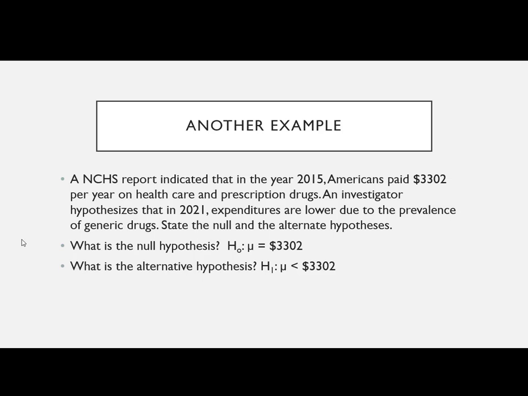Okay, let's do another example. A National Center for Health Statistics report indicated that in the year 2015, Americans paid $3,302 per year on healthcare and prescription drugs. An investigator hypothesizes that in 2021, expenditures are lower due to the prevalence of generic drugs. State the null and the alternate hypotheses. So what is the null hypothesis? The null is that mu is equal to $3,302, and the alternate is that mu is less than $3,302.